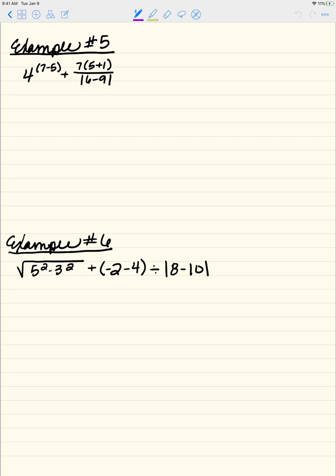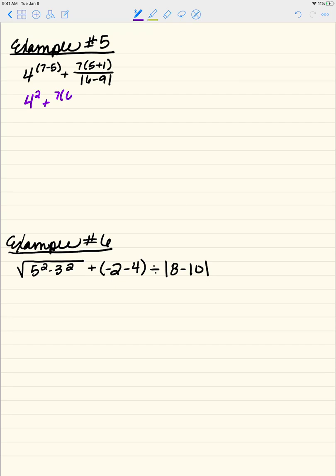Do not panic when you look at a problem like this. Yes, there's a lot of steps, but as long as you work through them carefully and systematically in order, you will be fine. So 4 raised to the power of 7 minus 5. 7 minus 5 is within parentheses, within grouping symbols. So 7 minus 5 is 2. Plus, then we have 7 times something happening in parentheses.